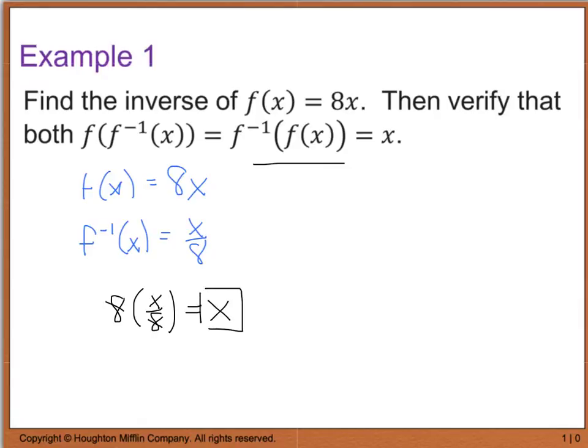Now I'm going to do the inverse of f of x. So I'm going to plug in 8x for x into the inverse function. That's going to give me 8x divided by 8, which again, my 8's are going to cancel, and we're going to be left with x. So because I have x here and x here, that tells me that my functions are inverses.